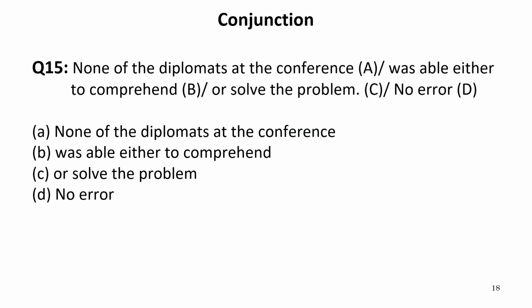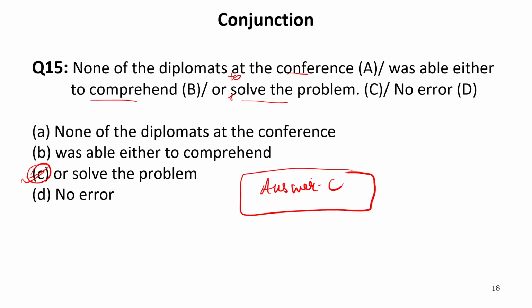None of the diplomats at the conference was able either to comprehend or solve the problem. Now after this "or", we have to write "to". So "or to solve the problem". So the error is in part C. So our answer is C. We just have to add "to" after "or". Now let us move to the next one.